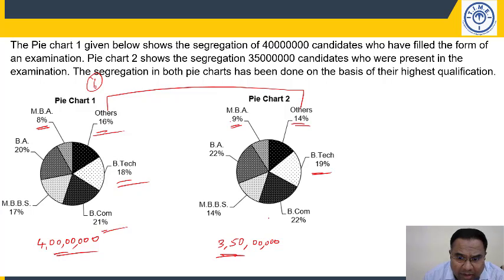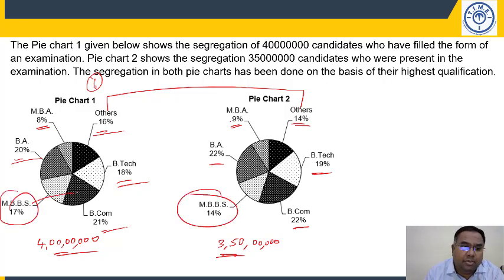So 21, 22 increased. MBBS you see, B also 20, 22 increased. MBBS 17% to 14%. So maximum drop would have happened for MBBS, because the highest percentage value should be more here, and there should be a drop in percent. If the percentage is increasing from this pie chart to that pie chart, there will still be absentees, but those absentees will be less. I want maximum number of absentees means the percentage from the first pie chart to the second pie chart should drop.